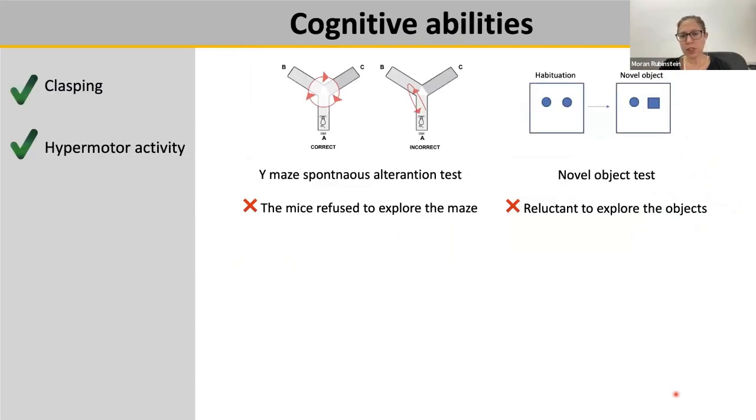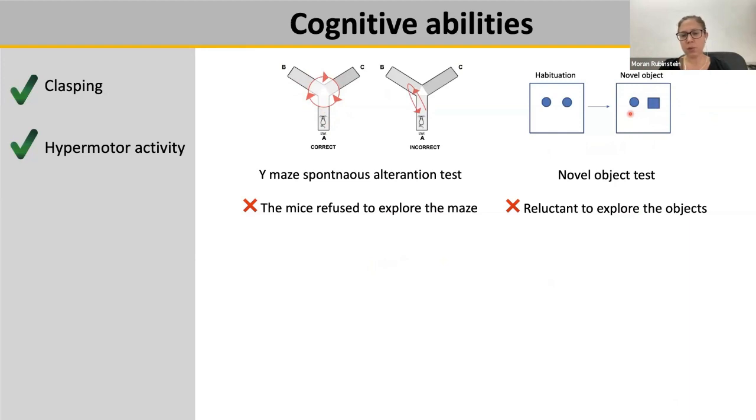Next, we were very much interested in their cognitive abilities. And we started with two common tests that rely on the natural curiosity of the mice to explore the arena that they're put in. So the first one is the Y-maze spontaneous alternation test, in which the mice are expected to study these mazes alternating between the arms. And the other one is the novel object test, in which the mice are introduced with a novel object and are expected to go and study this novel object that was placed.